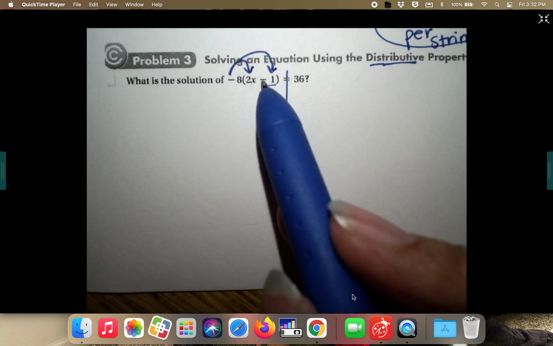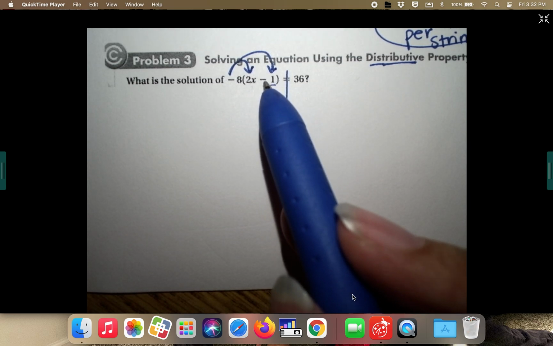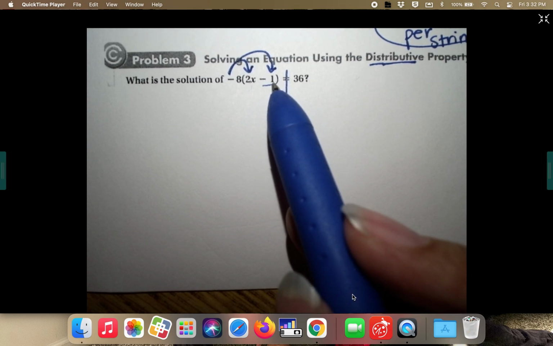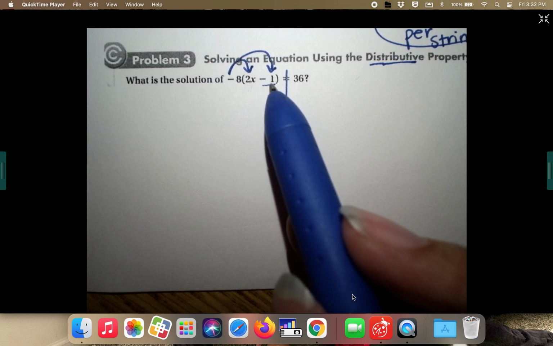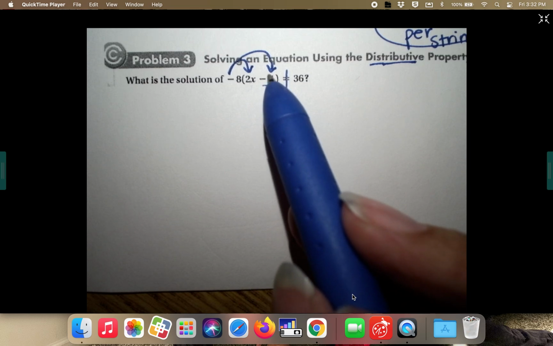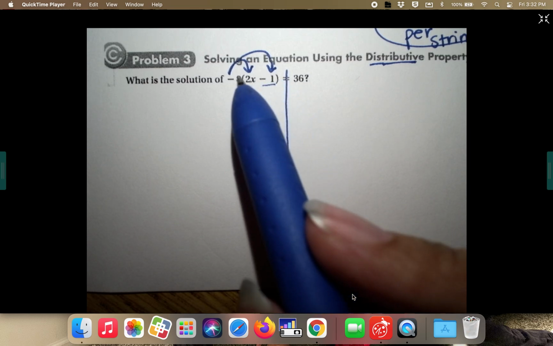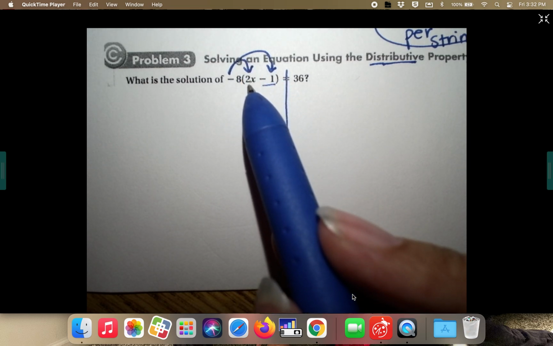I know you guys think that's a -1, but a negative and a minus are the same thing. The term is associated with the symbol that's in front of it. If it's a minus in front of it, look at that as a negative. If it's a plus in front of it, look at this digit as a positive. Okay, so -8 times 2x is negative 16x.